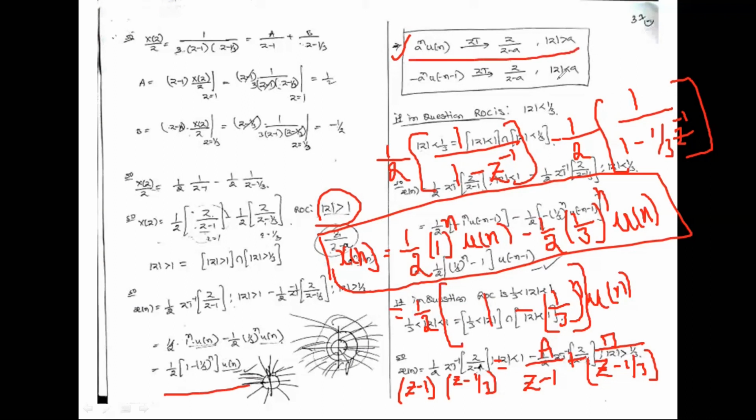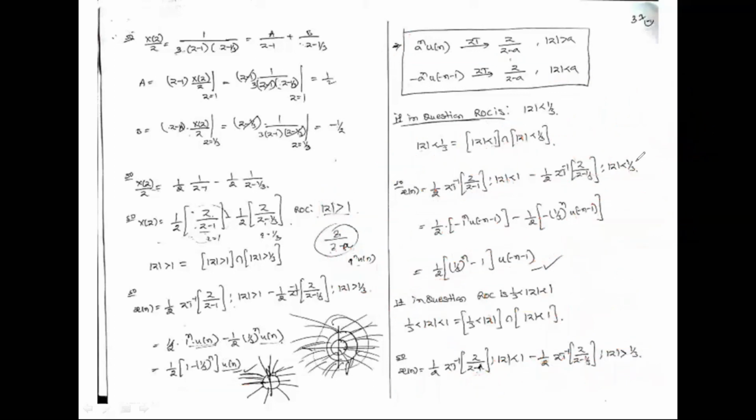Because it is greater than a; if it is less than a, you can change this function as minus a whole power n mu of minus n minus 1, and here also minus a, 1 by 3 whole power n mu of minus n minus 1. Depends upon the ROC, the value changes. So when the ROC is z less than 1 by 3, irrespective of the value here, if it is less than, write the two functions as left-sided only. One is minus 1 whole power n mu of minus n minus 1, minus 1 by 2 minus 1 by 3 whole power n mu of minus n minus 1.